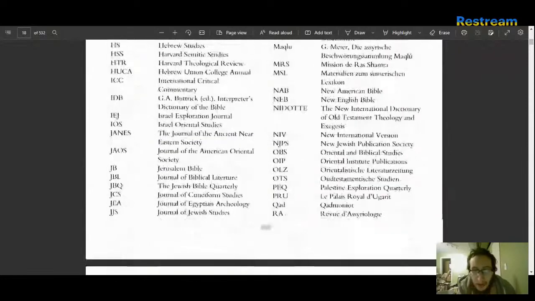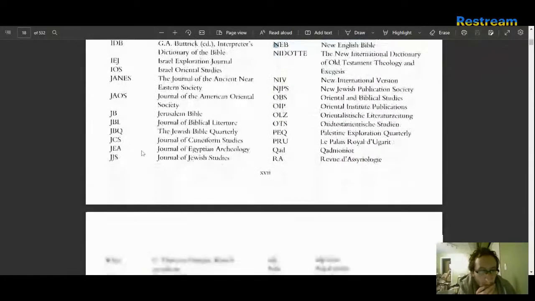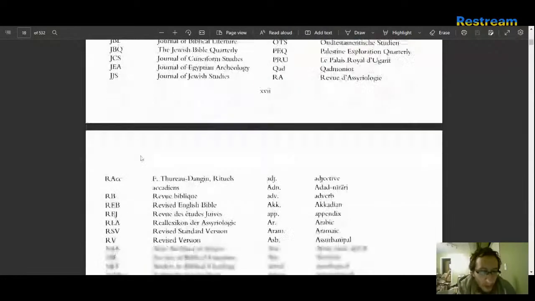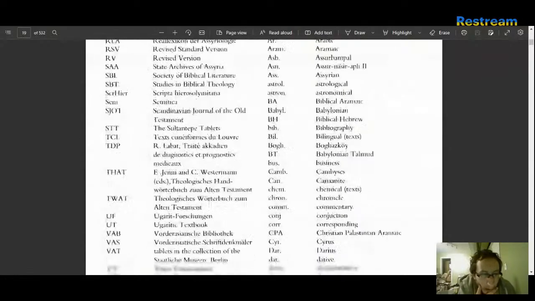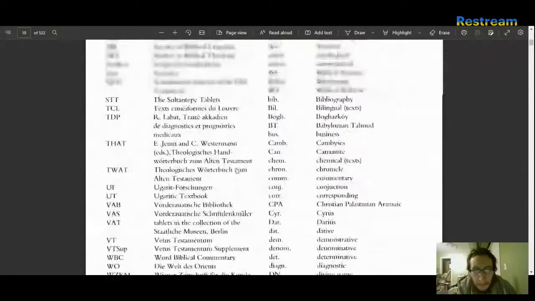They have some translations of the Bible, NIV, for example, NAB. You get the picture there. So they have some abbreviations for translations of the Bible. And then we have other abbreviations.